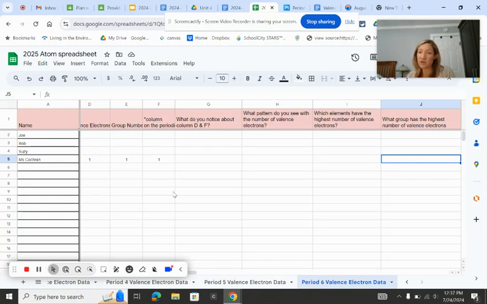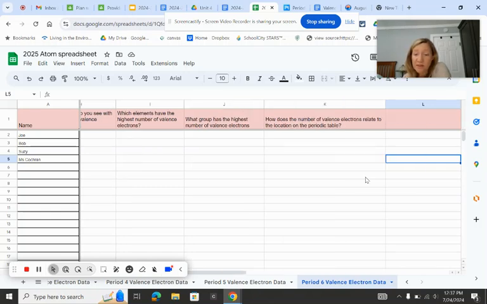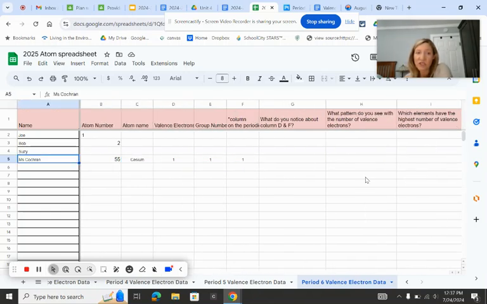It's the same thing: which elements have the highest number, and then which group, and there should be a trend you see there. How does the number of valence electrons relate to the location on the periodic table? That should be something you can start to notice once all that data is in there. And that's it for this one. That's the very last question. Really, you're just filling out your column, but keep in mind that a few of these you can't fill out until other people fill theirs out. That's it for today.